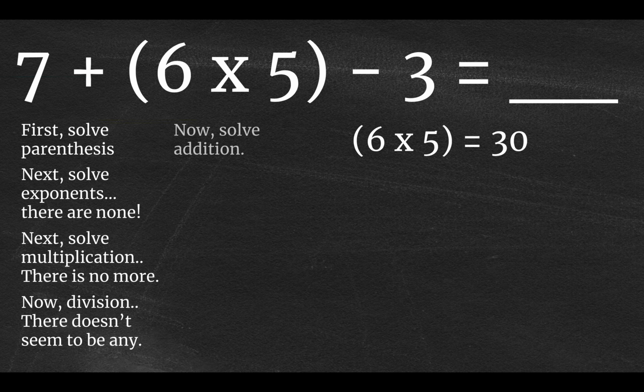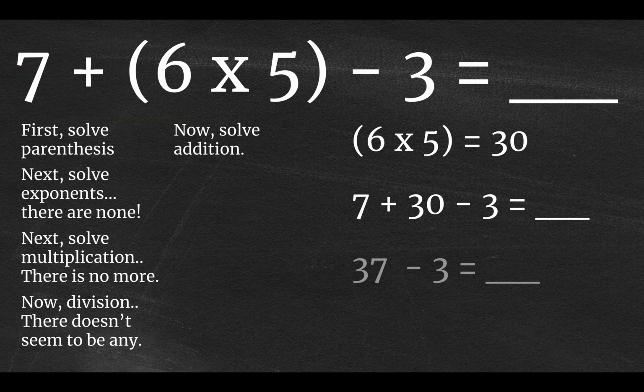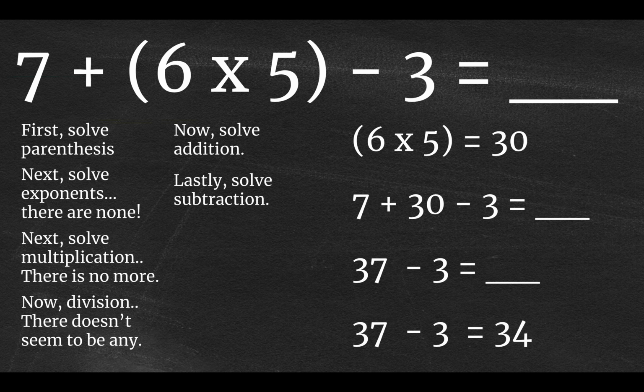Now we would solve addition. We already found out that 6 times 5 is 30, so we would replace 6 times 5 with 30, and then we would do 7 plus 30 minus 3, which is 37 minus 3. And lastly, we would solve the subtraction. So you would get 37 minus 3 equals 34.